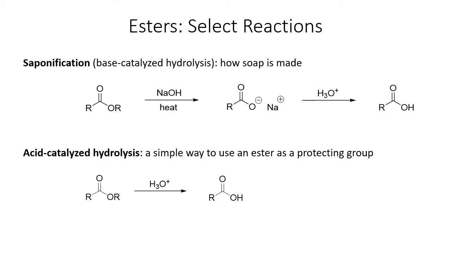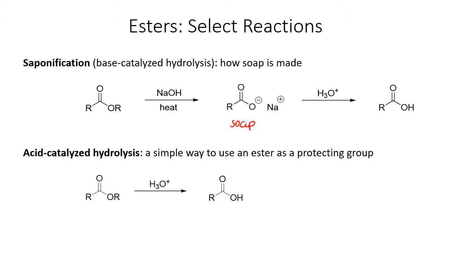So esters are a little less reactive than the acid chlorides and acid anhydrides, so they undergo fewer reactions. I'm going to go over about 3 of the reactions that esters can do. The first is saponification, and this is also known as base catalyzed hydrolysis. This is an important reaction because it's how soap is made, and we will actually be performing this reaction towards the end of the semester. In saponification, you take an ester and treat it with sodium hydroxide and heat, and what you end up forming is a carboxylate salt. Now this is actually soap.